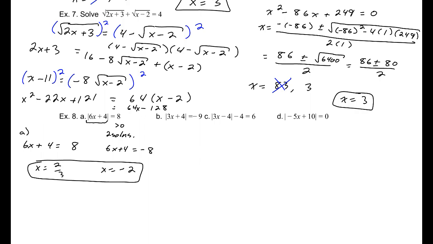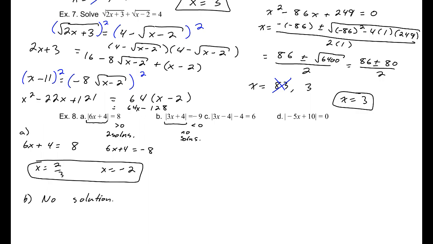All right, part B. The absolute value of 3x plus 4 is equal to negative 9. Well, when this is less than 0, because the absolute value is always positive, it's the distance from 0, if it's less than 0, we have no solutions. None. So part B, just go ahead and label that no solution.